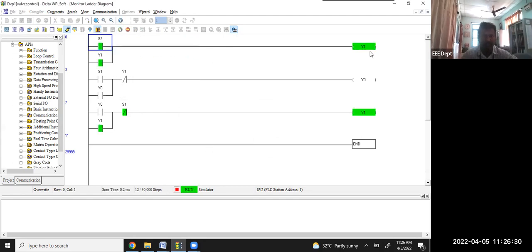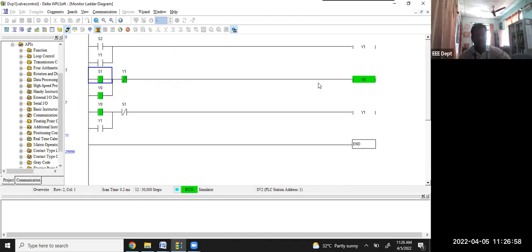S2 will be on, Y1 on, Y0 off. Okay, first statement is satisfied. Next statement is S2 will be off, Y1 on, Y0 off. And the third mode of operation, S1 on means Y1 off, Y0 on.